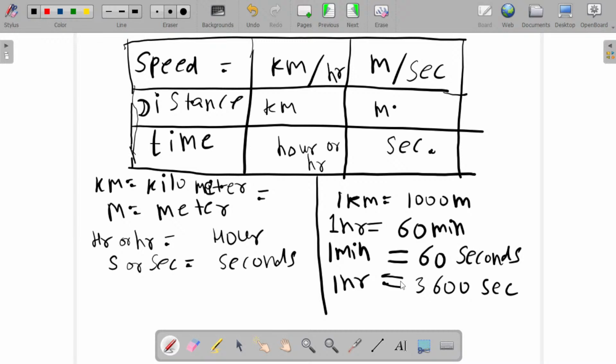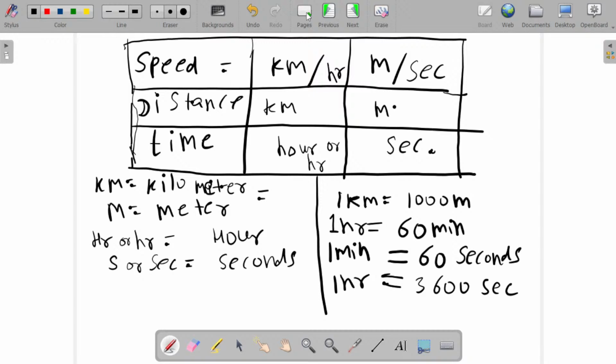Let me move towards our first question, but before that, let me revise. Speed will be given in units of kilometer per hour or meter per second, distance will be in kilometer or meter, and time will be in hour or second, and the relations between kilometer and meter, hour, minute and second are all given here.